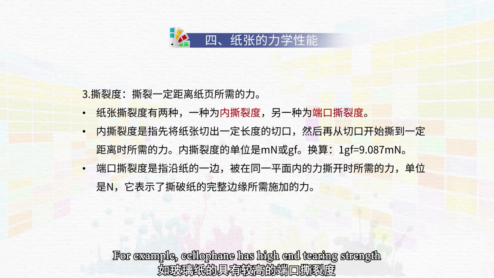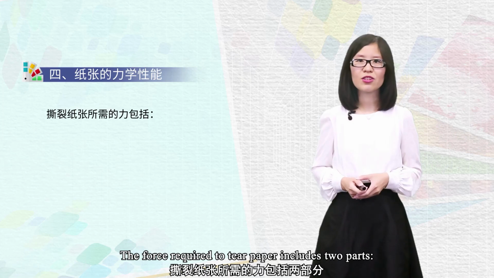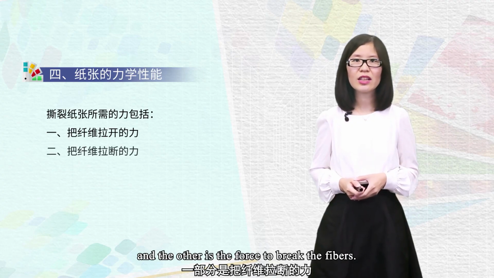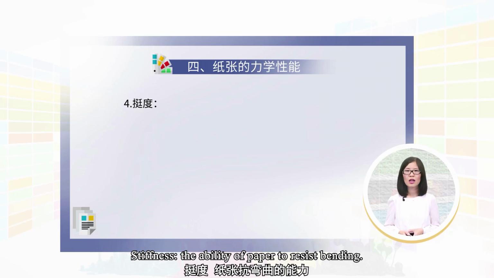Paper with high end tearing strength does not necessarily have high internal tearing strength. For example, cellophane has high end tearing strength, but low internal tearing strength. The force required to tear paper includes two parts. One is the force to pull the fibers apart, and the other is the force to break the fibers. Stiffness, the ability of paper to resist bending.